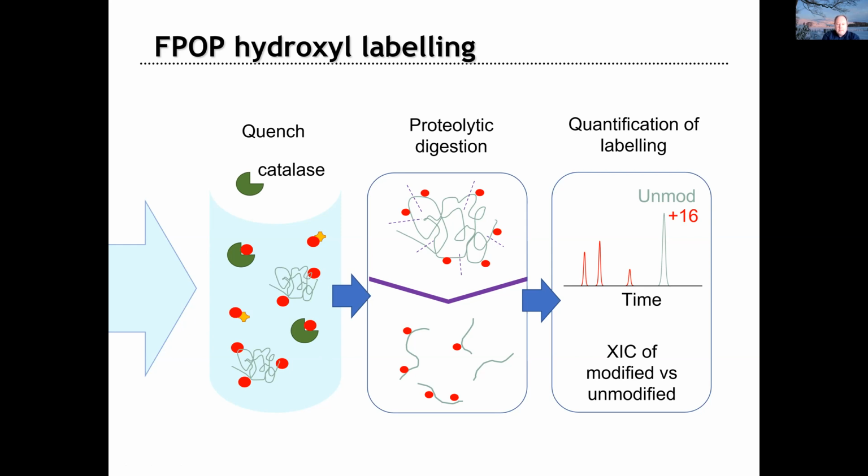And I should say the labeling is very sparse. So you probably get not more than half of your total protein into a single plus 16 peak. So the majority of the protein is even unlabeled. That is to make sure that we are not denaturing the protein.